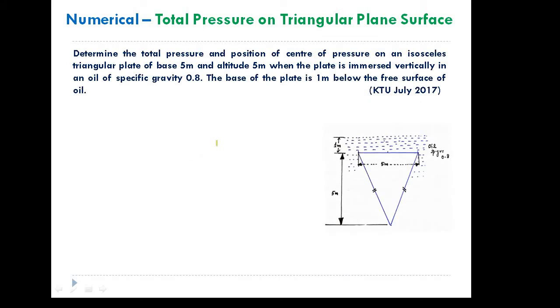Determine the total pressure and center of pressure. Again, a similar problem of an isosceles triangular plate. Geometry is different. It is a planar surface which is an isosceles triangular plate of base 5 meters, altitude or height 5 meters, when the plate is immersed vertically in an oil of specific gravity 0.8. Here it is not water, the fluid is oil. The base of the plate is 1 meter below the free surface of oil.